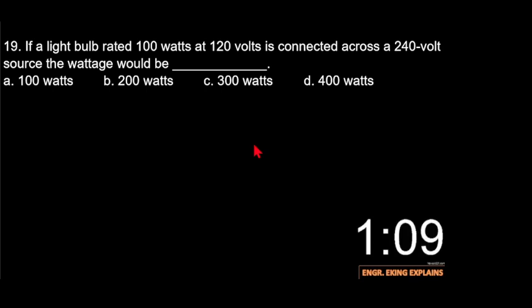The correct answer for this one is not in the choices, because practically if we connect a 120 volt bulb to a 240 volt source, what will happen? It will blow up, because the rated voltage of our bulb is 120 and we are going to connect that one at 240.